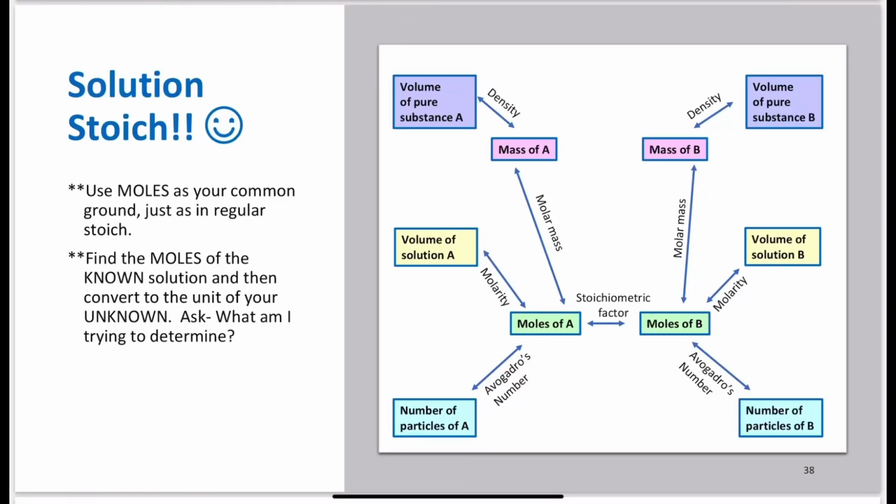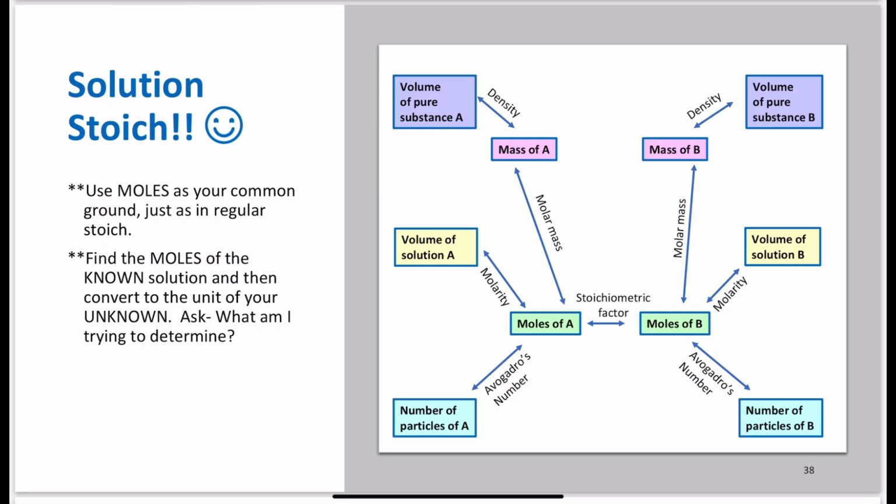Now that we've got a lot of conversions under our belt, let's go ahead and put all these concepts together. Let's do some stoichiometry involving solution chemistry. So, in solution stoich, you're going to use your moles as your common ground. This is just like regular stoich. If you can find the moles of your known solution, you can do anything. So, find the moles of your known solution and convert to the unit of your unknown.